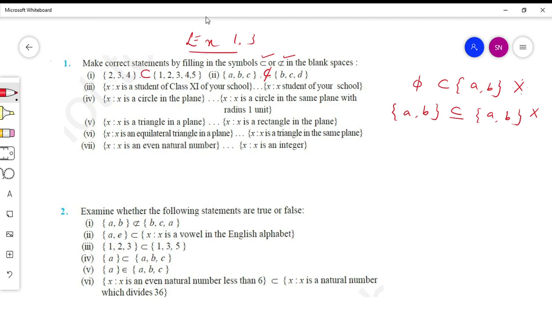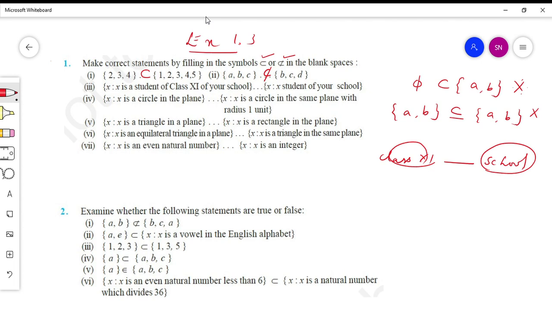Now come to the third question. Set of all x such that x is a student of class 11 of your school. Okay, so class 11, okay, dash, set of all x such that x is a student of your school. So class 11 student versus student of the entire school. So entire school is the biggest set. In that condition, class 11 becomes a smaller set.